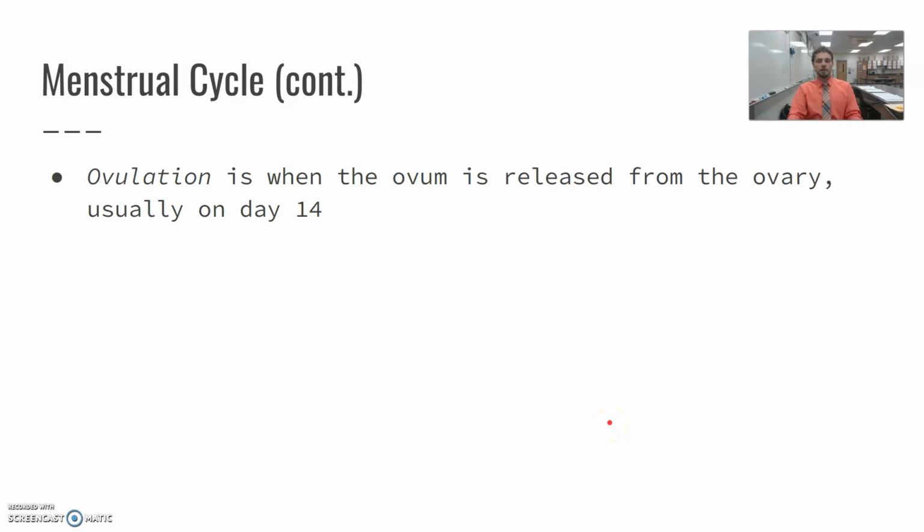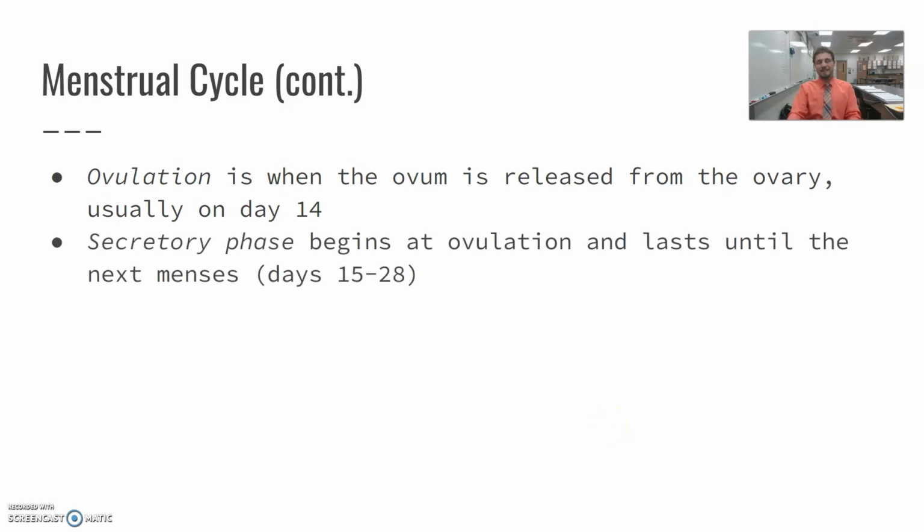Ovulation, when the ovum is going to be released from the ovary, we typically are going to call that to be on day 14. And then it's going to be followed by the secretory phase, which is going to last from days 15 to day 28, after which you would have the next menses, and that would be the next cycle. So during the secretory phase, you have the highest levels of progesterone.